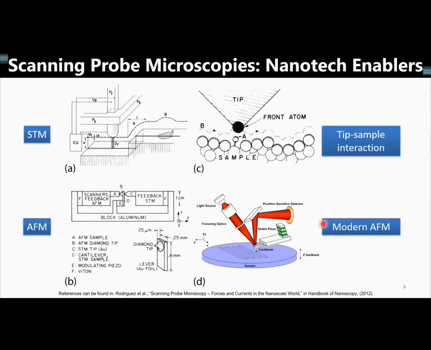And here's a picture of somewhat of a modern AFM, where we have the laser bouncing off the cantilever into a photodetector or a position-sensitive detector. And that's how we're using this optical beam detection method to measure the surface topography, but also the interaction forces.